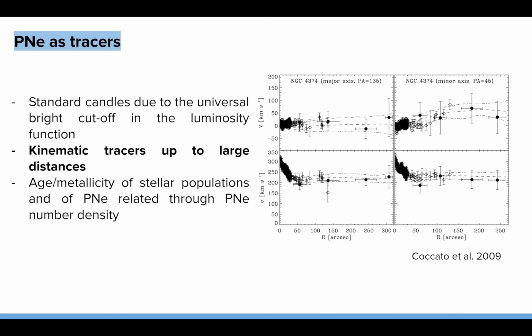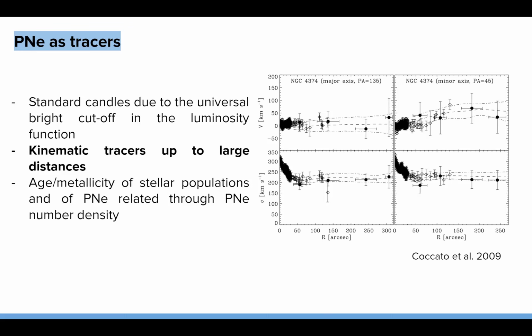Other than that, they're also used as kinematic tracers. As I said in the beginning, when we look at galaxies and want to look at their extended halo, it's kind of hard to get spectroscopy and measure the kinematics of what's happening at larger distances from the center. So, for example, in this work by Coccato in 2009, you can see they have, for this galaxy, just two different angles to combine them.